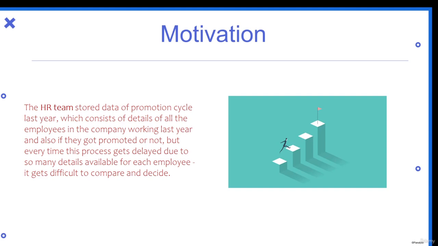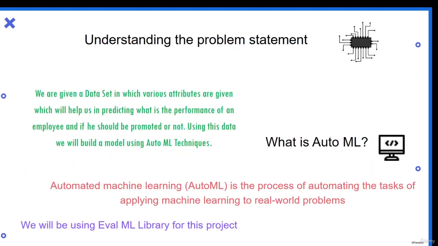We'll try to build a machine learning model which will help the HR team so that they can easily select which person should be promoted or not. Let us understand the problem statement for a bit: we are given a data set in which various attributes are given which will help us in predicting the performance of an employee and whether he should be promoted or not. Using this data we'll build a machine learning model. I have already told you the problem statement, and this was the answer. Now, how will we proceed towards it?